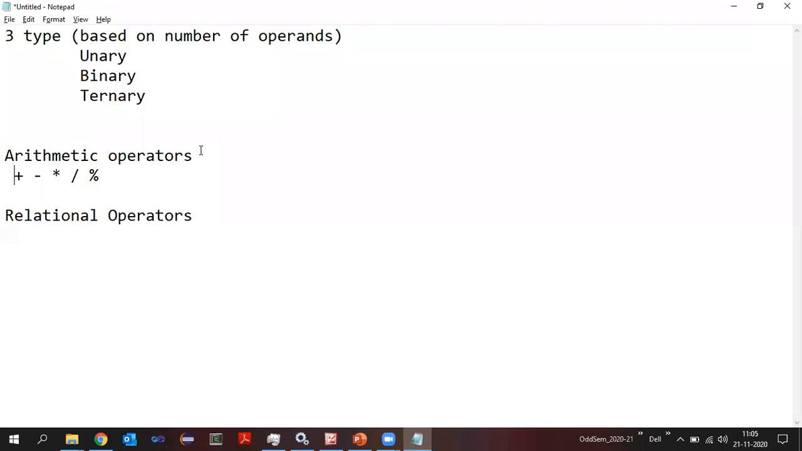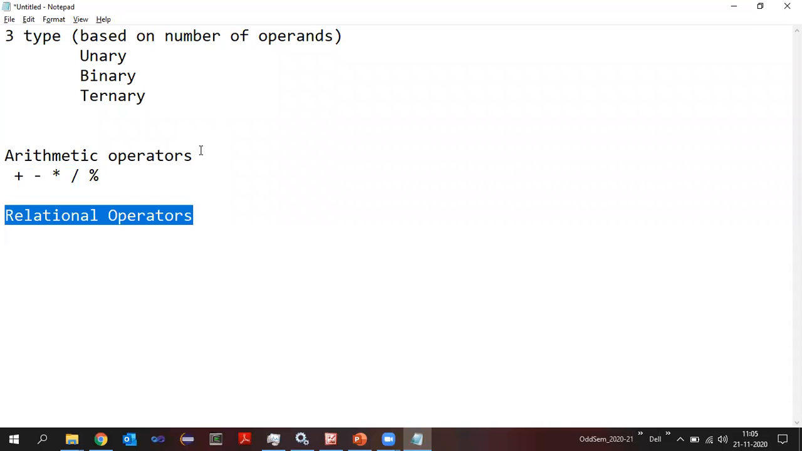Arithmetic operators perform different arithmetic operations such as addition. For addition, we use the plus operator. The second is subtraction, the minus sign, and then multiplication. For multiplication, the operator is star, for division the sign is the forward slash, and the modulus operator is the percentage symbol. Arithmetic operators fall into the category of binary operators because they require 2 operands.